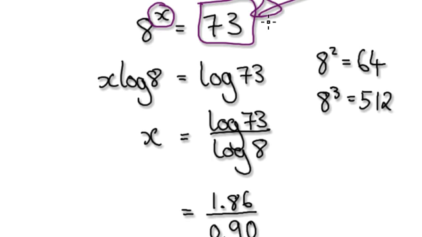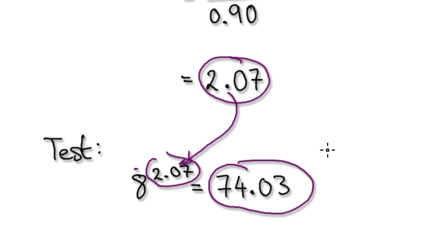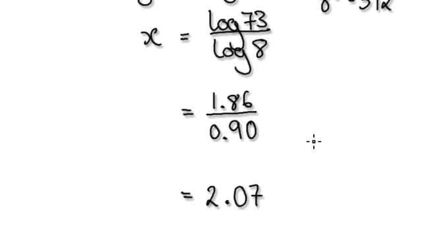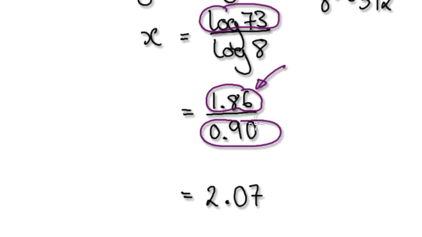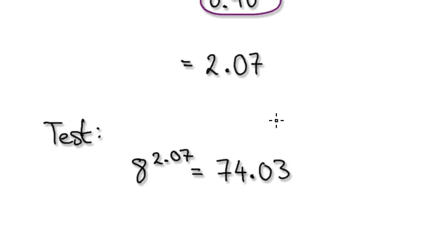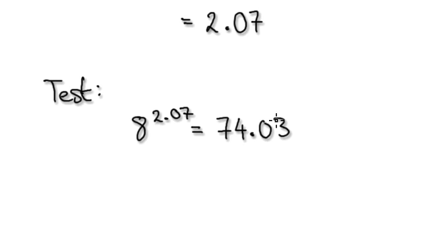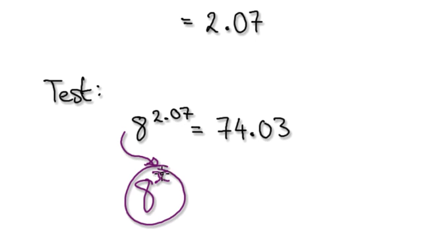But if you look at the original question, it is 8 to the power of what gives me 73. Here the question is 73, but down here it is 74 point something. And the reason for that is that when you round off to 2 decimal places, it incurs a lot of errors. The thing about exponentials is that if you get this x slightly wrong, 8 to the power of x is very sensitive.